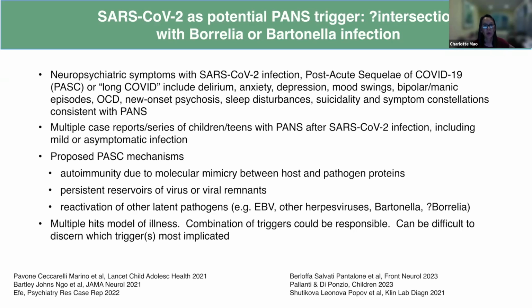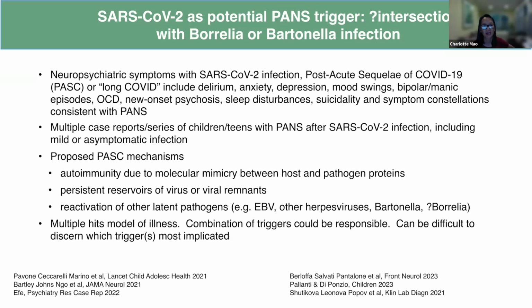I want to say a little bit more about other infections that can potentially be associated with PANDAS, potentially through activation of Borrelia or Bartonella infection. And in particular, I have to talk about SARS-CoV-2 infection. Neuropsychiatric symptoms have been extensively described with SARS-CoV-2 as well as with long COVID. And this includes multiple case reports and case series of children or adolescents with PANS type presentations after SARS-CoV-2 infection, including mild or asymptomatic infection.